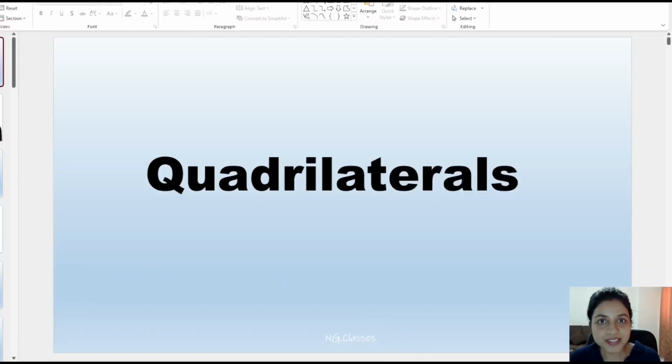So today we will discuss quadrilaterals. Here we will discuss each and every type of quadrilateral in detail. Apart from that, we will also focus on one type of quadrilateral, that is the parallelogram, and discuss a few theorems related to it. So let's start the discussion.